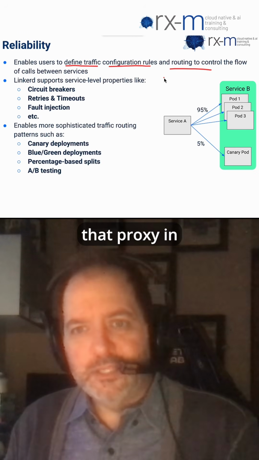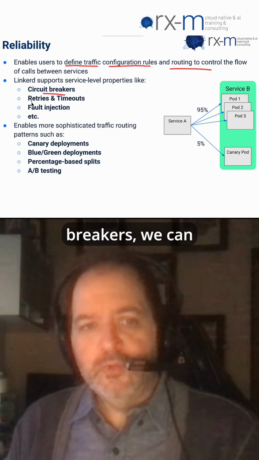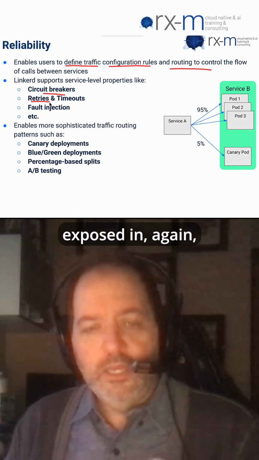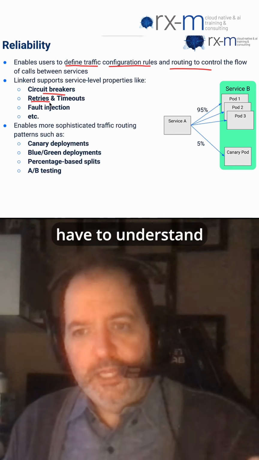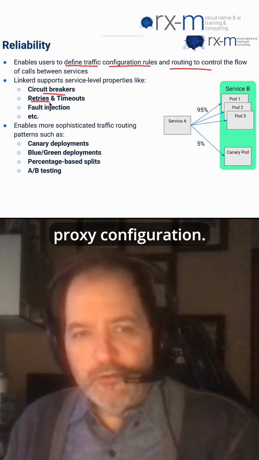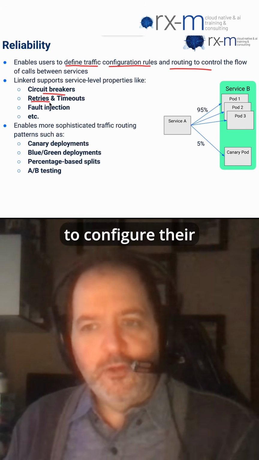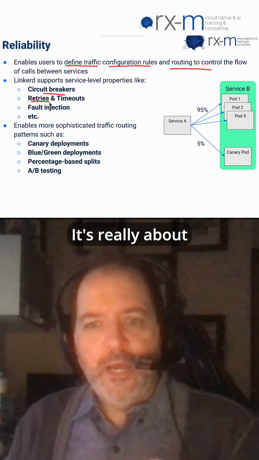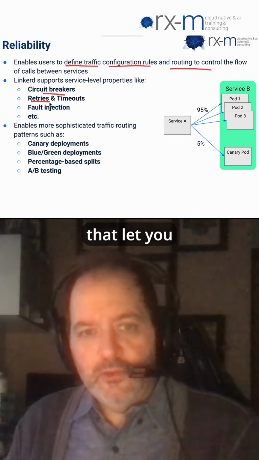Because you have that proxy, right, in the data path, it can do things like circuit breakers. We can configure it for retries. These are all exposed in, again, standard Kubernetes configurations. So I don't have to understand proxy configuration, right? Linkerd is not about making you figure out how to configure their proxies through their own configurations and all that. It's really about user level specifications in your manifests that let you control these things.